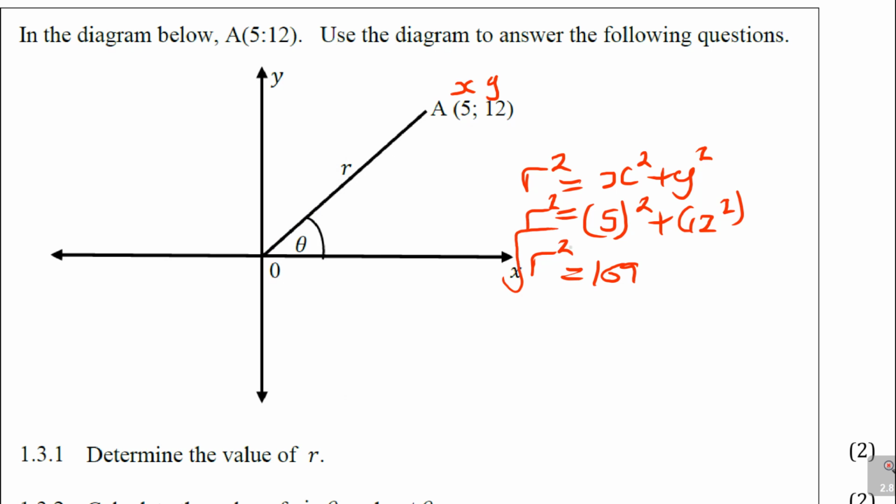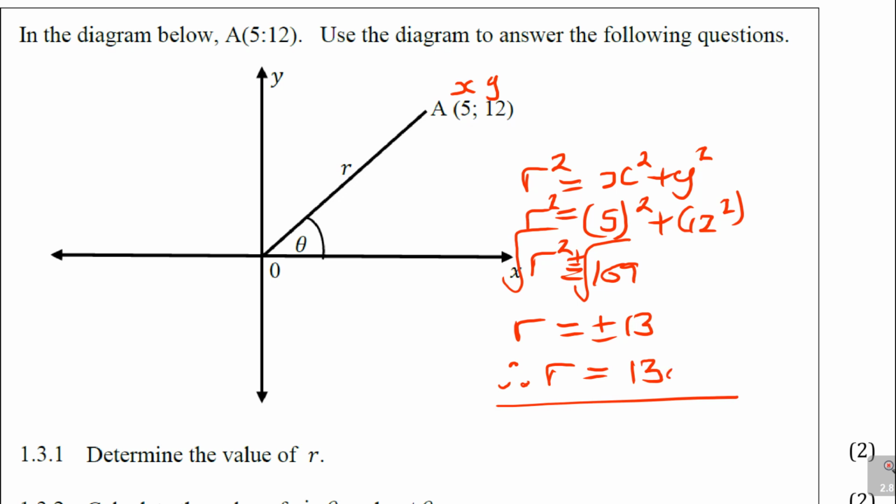And then you square root. It's good to say plus or minus, but you know r is always positive, therefore r is 13. You can write even 13 units. Don't leave it as plus or minus. R is always positive, is 13.